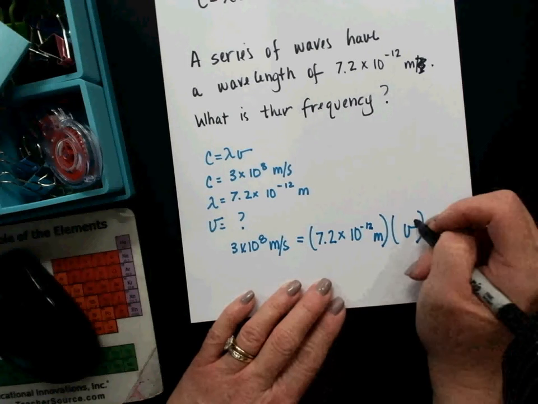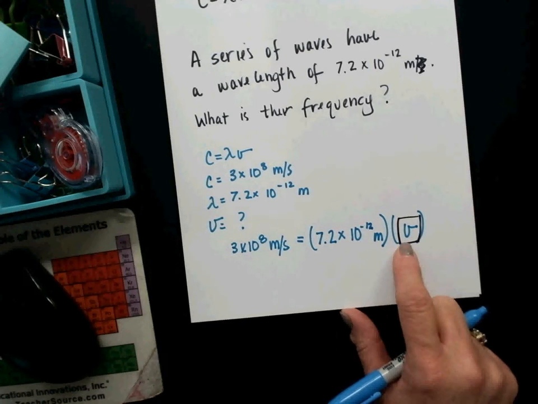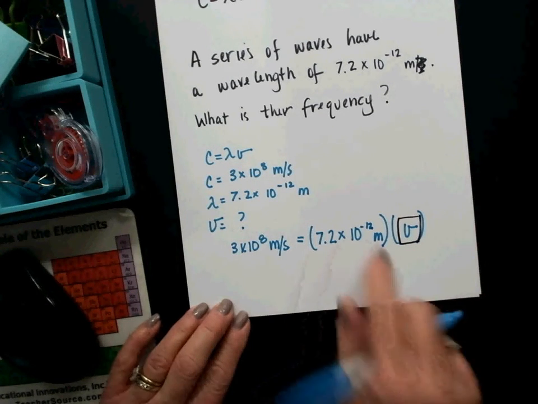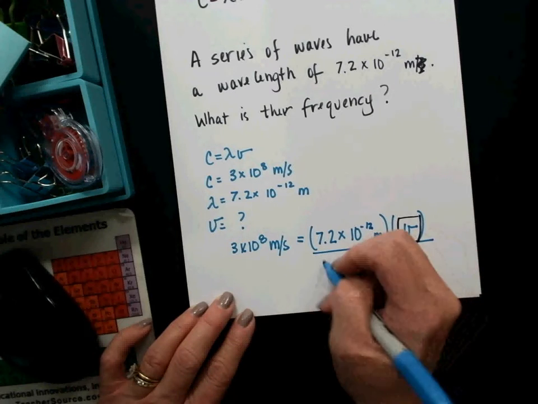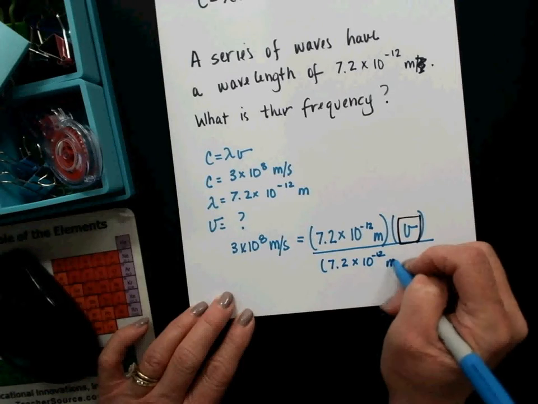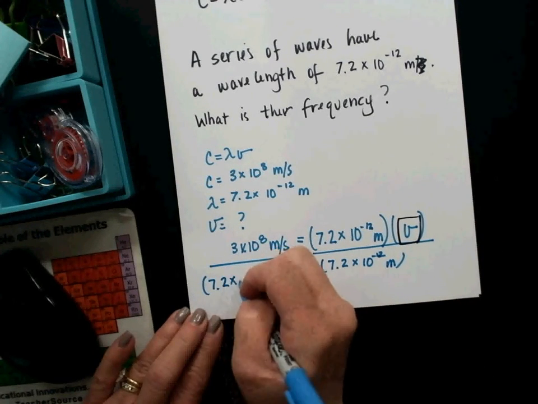My goal is to get frequency by itself. What do I have to do to get frequency by itself? Mathematically, what do I need to do if I want this all alone? Carson, what do I got to do? So I have to get this off this side, right? That means I need to do this. Oops. And I have to do the same thing over here. I don't know why I can't remember that number.